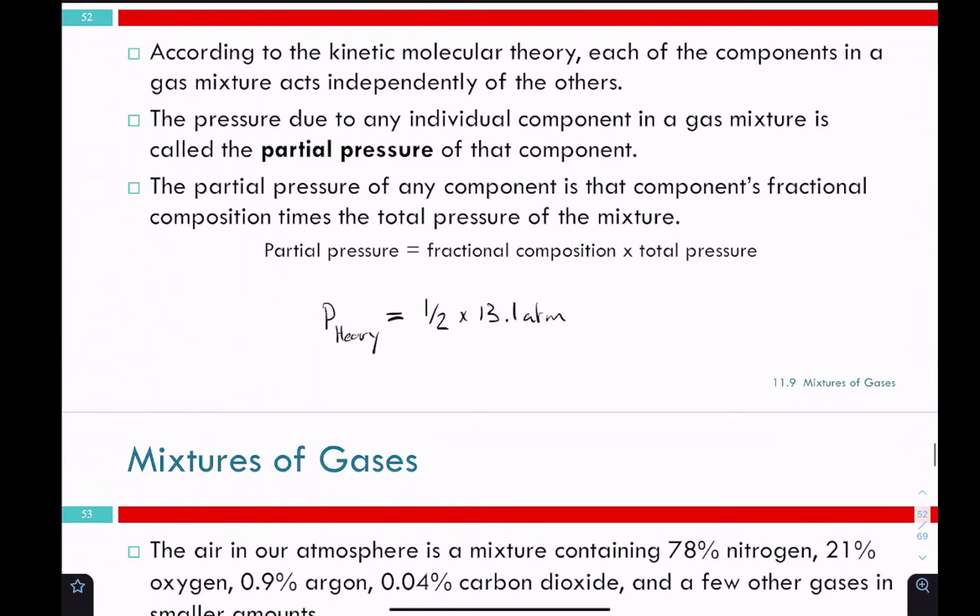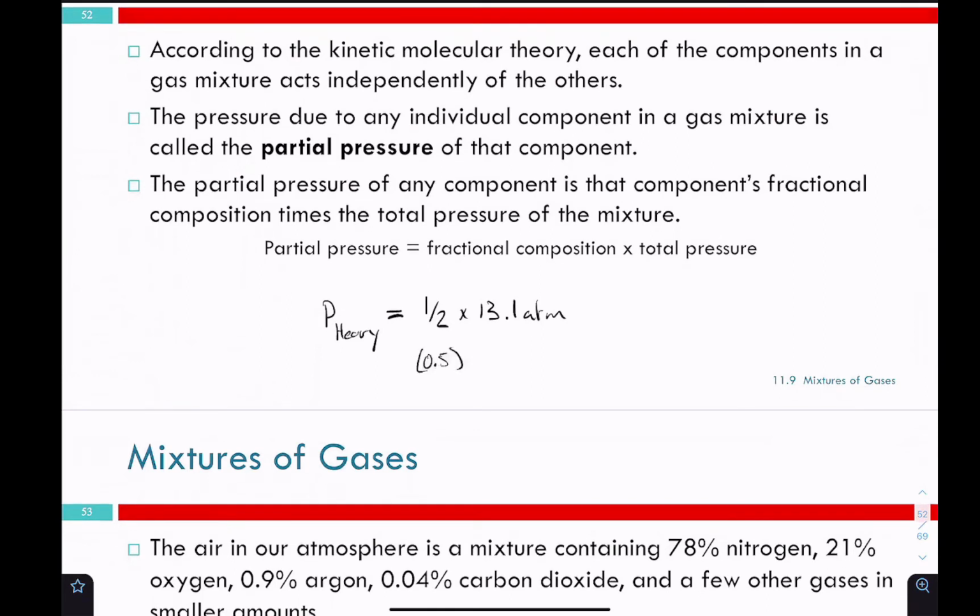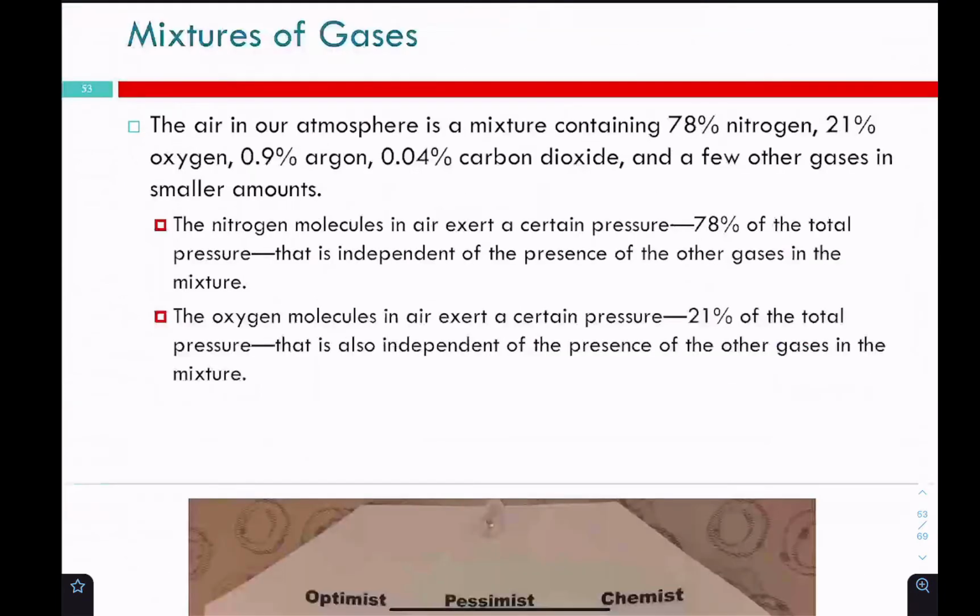So air in our atmosphere is a mixture of, oh, I was wrong about that, more nitrogen: 78% nitrogen, 21% oxygen, 0.9% argon, 0.04% carbon dioxide, and then a few other gases. So 78% of the total pressure in the atmosphere is from nitrogen. 21% is from oxygen. And it's independent of the other gases.